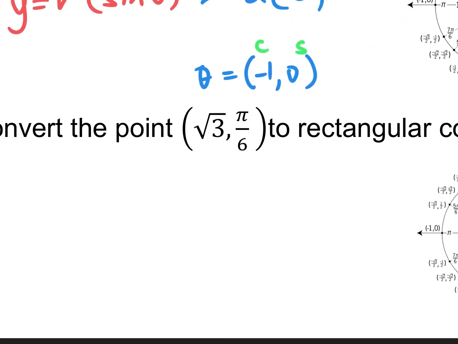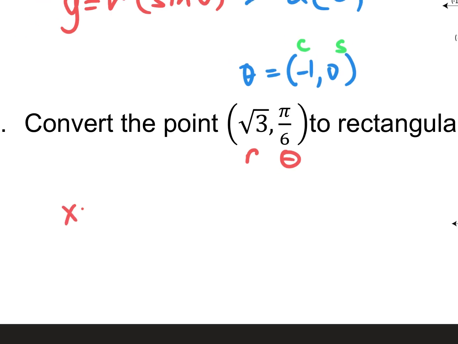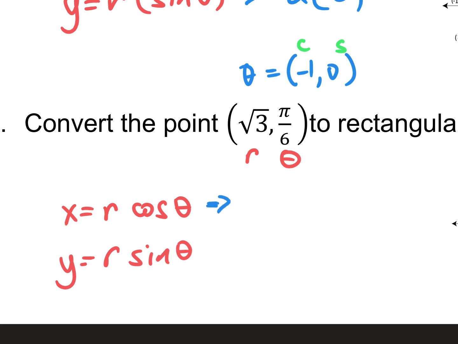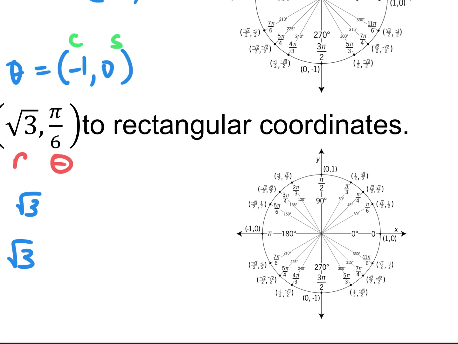Like here, same thing. This is my r value, and this is the theta we're talking about. So my two equations are x equals r times the cosine of theta, and y equals r times the sine of theta. In both cases, guys, what is your r value? The square root of 3. Okay, no big deal. And now you have to figure out what the sine and the cosine are. Well, what's the angle we're talking about? Pi over 6. What is the ordered pair at pi over 6? Square root of 3 over 2 and 1/2, right?